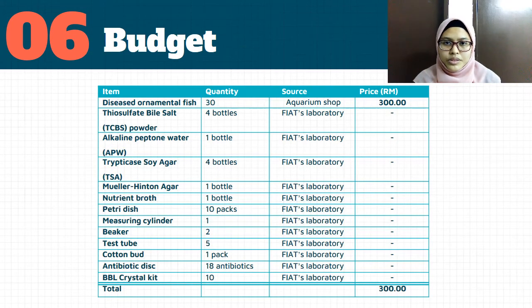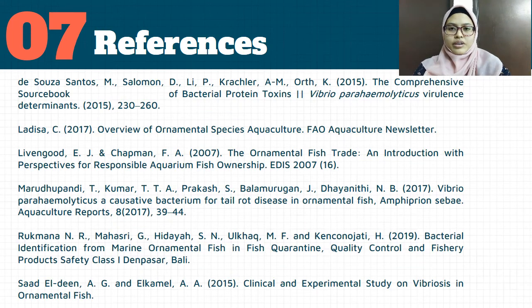Number 6. Budget. For this study, I will only use RM300 for the diseased ornamental fish. The other materials and equipment will be provided by the faculty's laboratory. Number 7. References. These are some references used in this study.